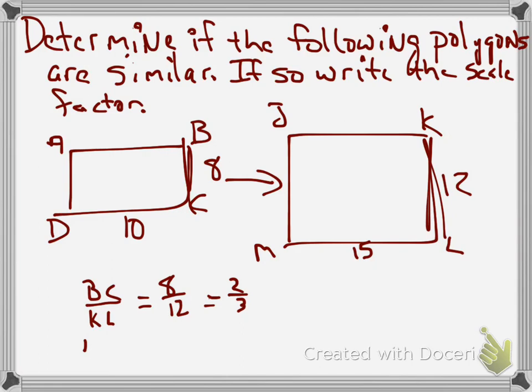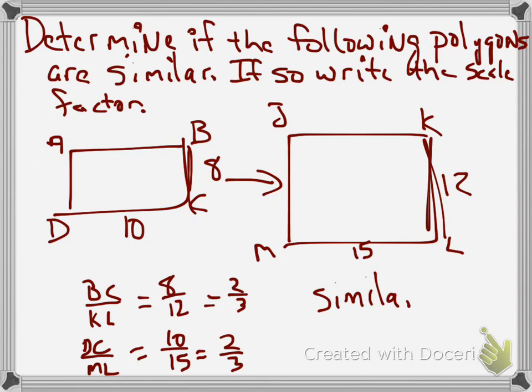You could have easily switched this and still got a slightly different answer that I probably would have accepted. We'll discuss how we might further refine that later. But if I look at DC versus ML, then I would say that's 10 over 15, which is also 2/3. So since the two sides that I have measurements for have the same scale factor of 2/3, then I would say these are similar with a scale factor of 2/3.